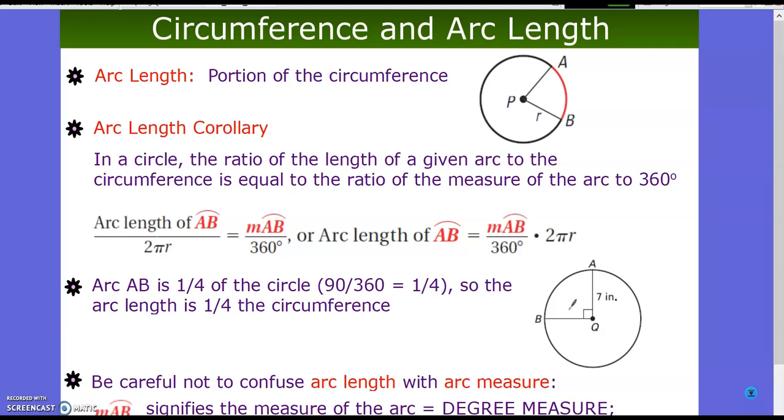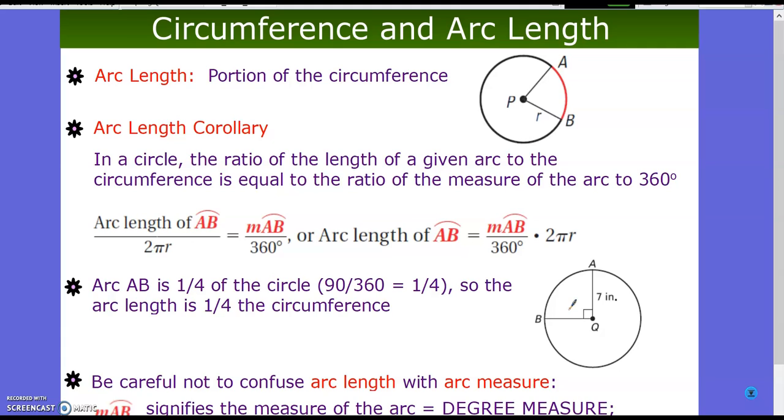Arc length is a portion of the circumference. Arc length corollary tells us that in a circle, the ratio of the length of a given arc to the circumference is equal to the ratio of the measure of the arc to 360 degrees. So if we have an arc length of AB, and we divide it by 2 pi r, it will be equal to the measure of my arc divided by 360. Or maybe you use the idea that an arc length of AB is equal to the measure of arc AB divided by 360 times 2 times pi r.